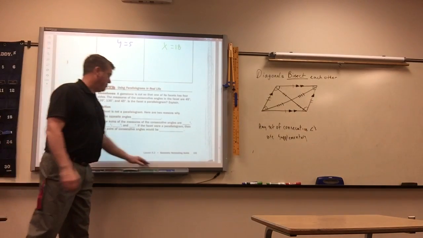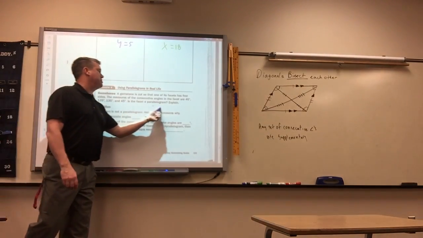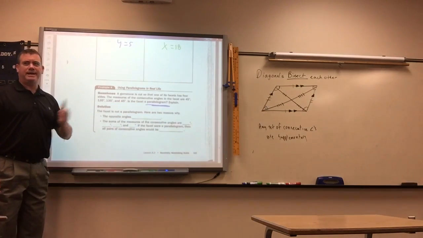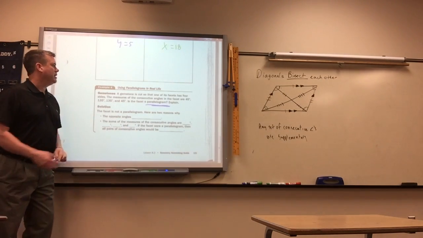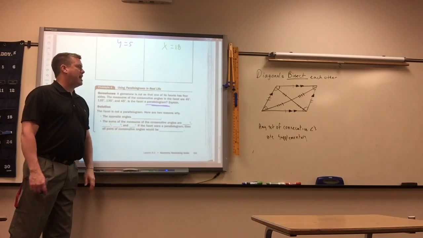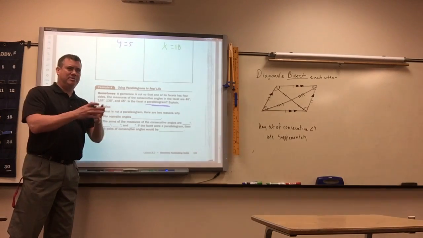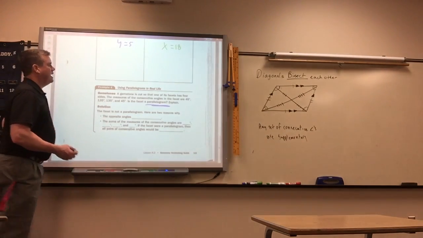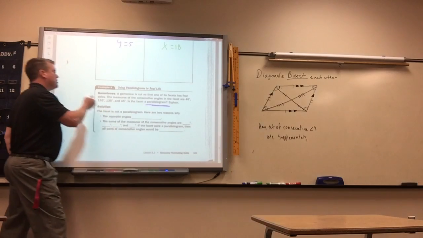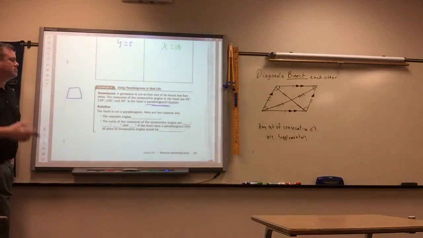Okay. So here's a word problem. They're just wondering if it makes a parallelogram. So you kind of got to sketch a little picture. It says a gemstone is cut so one of its facets. Do you know what a facet is on a gemstone or a diamond? Yeah, it's the side of it. Wow. So it has 4 sides. So basically all you got to do is draw something that has 4 sides.